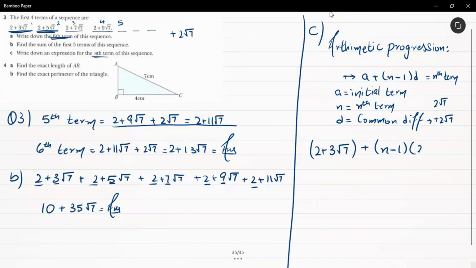What is the common difference? 2 under root 7. So basically, we just simplify this: 2 plus 3 under root 7 plus 2 under root 7 n. In fact, I would prefer to write it as 2n under root 7 minus 2 under root 7. Now just subtract 3 under root 7 minus 2 under root 7. So we have got 2 plus 2n under root 7 plus under root 7 as the answer. And that would give us the nth term of the sequence. That's it. This is it for question number 3, part C.